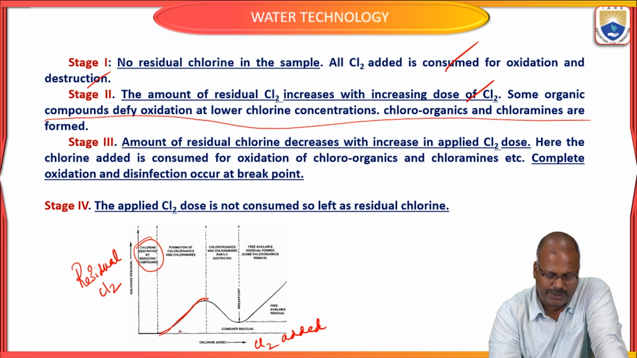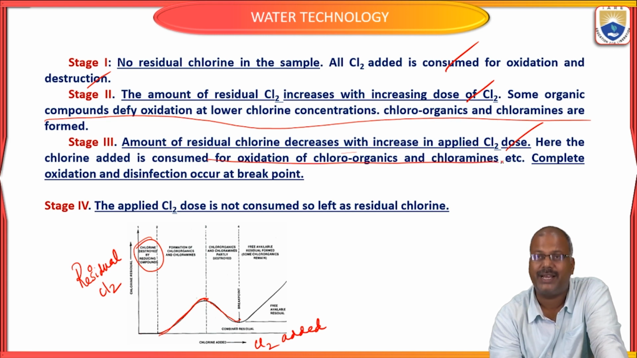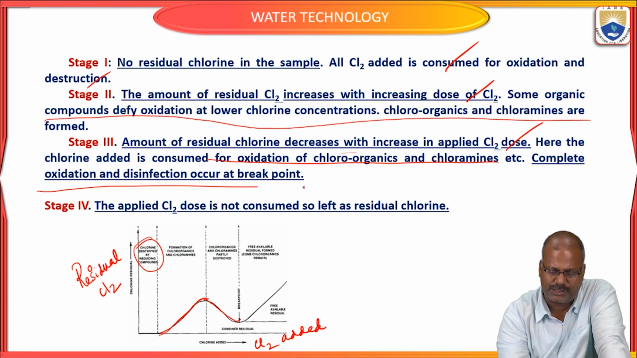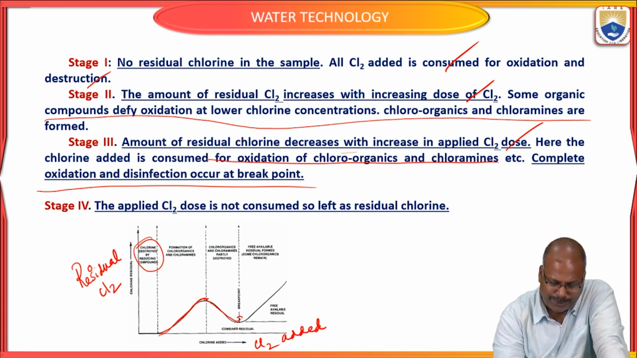Next, further increase the addition of chlorine, residual chlorine decreases. This is because at this place, the amount of residual chlorine decreases with the increase in applied chlorine dose. This is the third stage. Here the chlorine added is consumed for oxidation of chloroorganics and chloramines. So complete oxidation and disinfection occur at this point, the breakpoint.